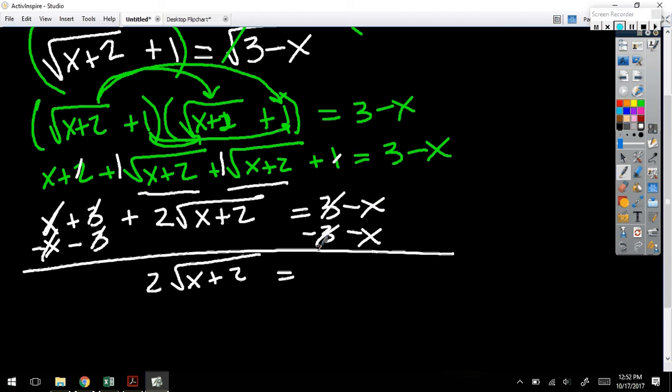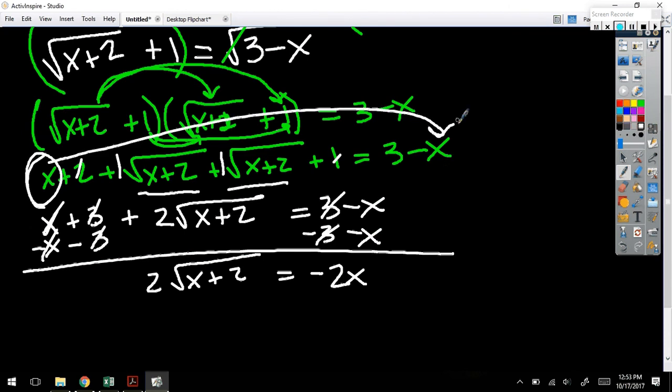Where'd you get 3? I subtracted everything from this side. I'm trying to get the radical by itself. There's still something hooked to the radical. Wait, how did you get negative 2x? Negative x minus x. I thought you'd do plus that. I had to subtract it from over here. So whenever I subtracted it, I moved it to the right side.